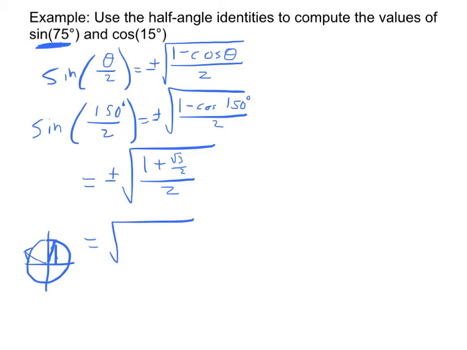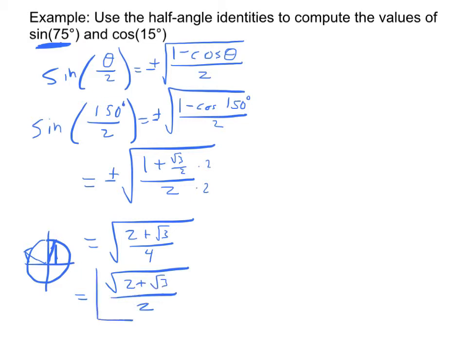This gives me the square root of, and we could simplify this on the inside a little bit. I'm thinking if we were to multiply the top and the bottom of this fraction by 2, you'll end up with 2 plus the square root of 3 all over 4. And so it looks like I can write this as the square root of 2 plus the square root of 3 all over 2. And this is our answer for what the sine of 75 degrees is.